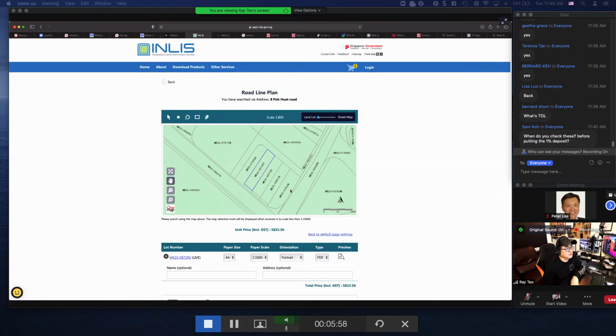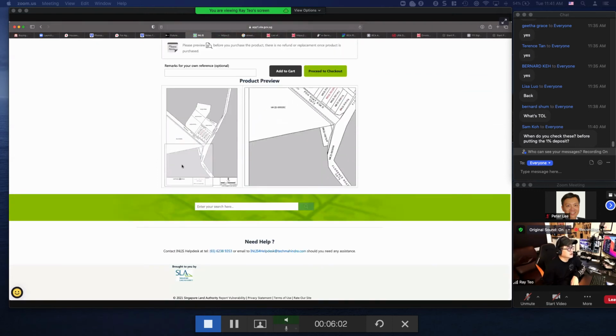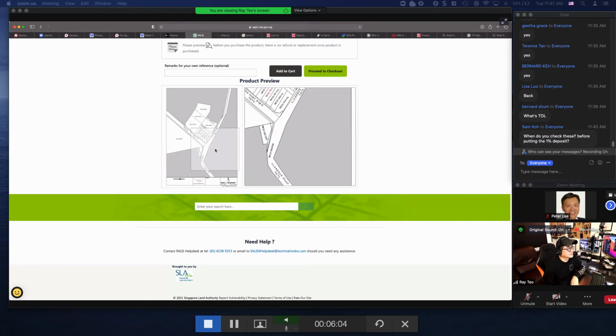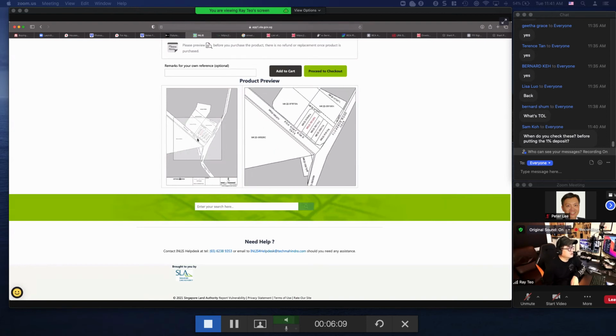When do you check this? Before putting the 1% deposit? Yes, before putting the 1% deposit. So this is how a road line plan will look like. If it's affected by road line, you will see a red line.